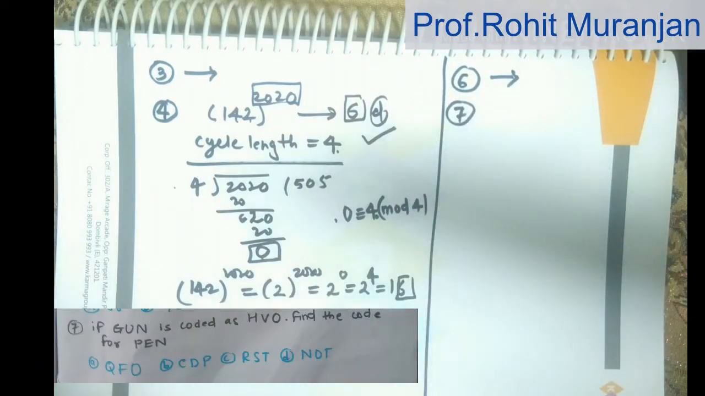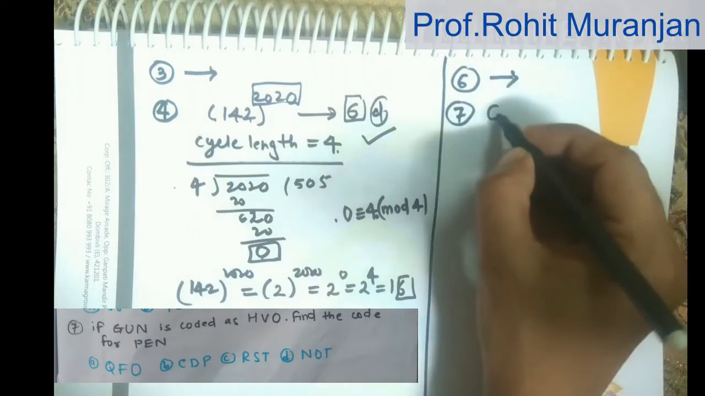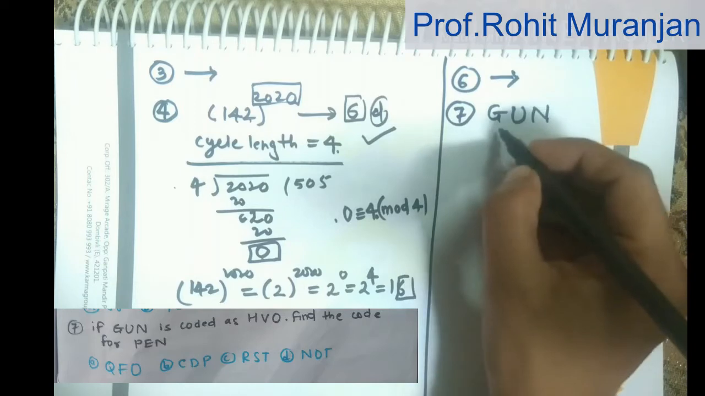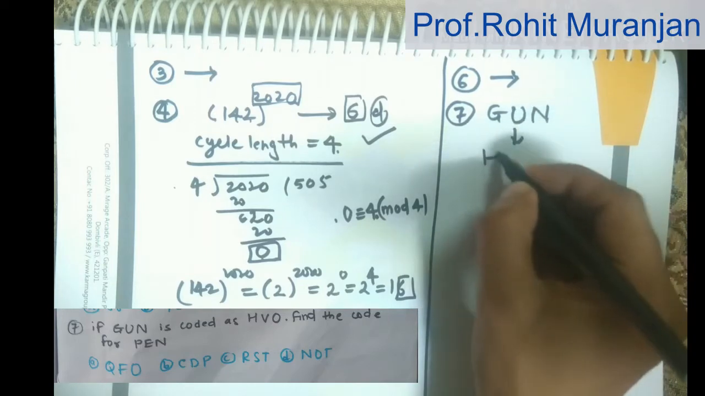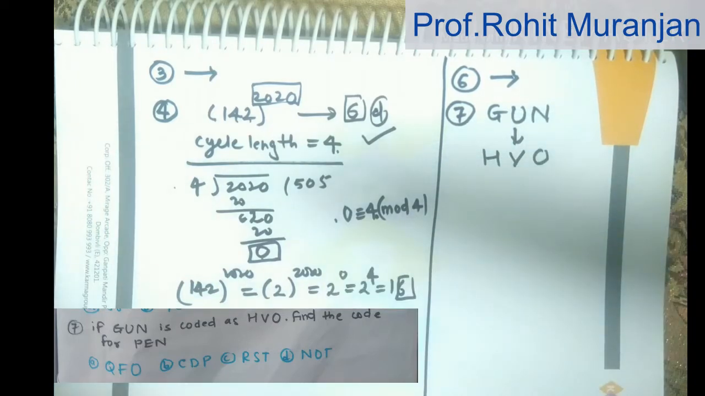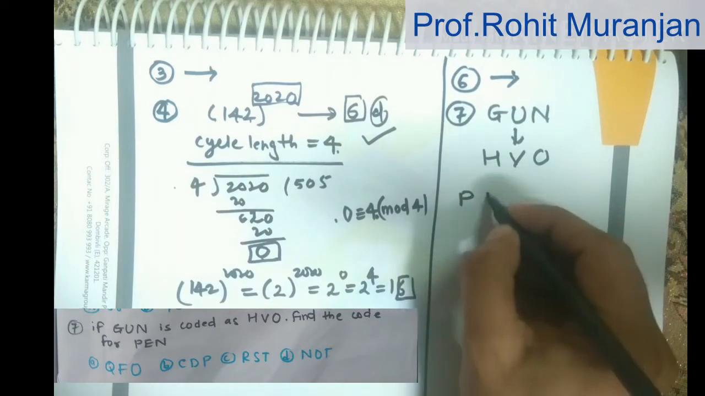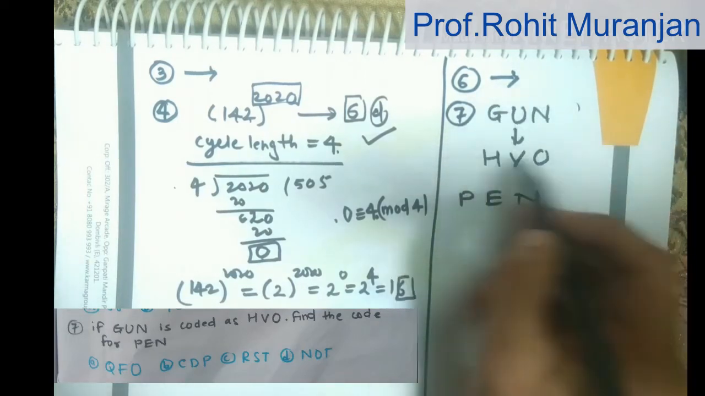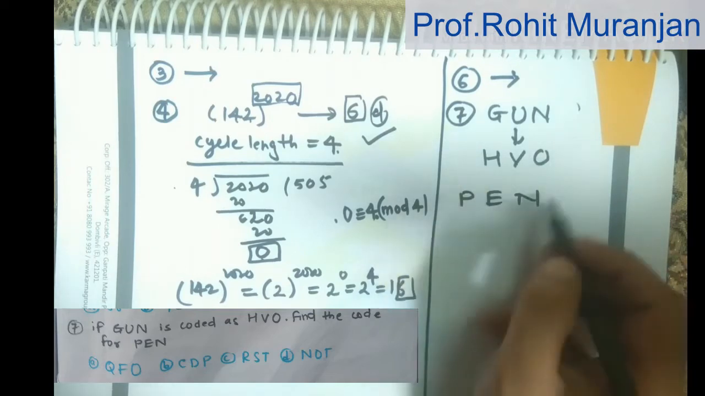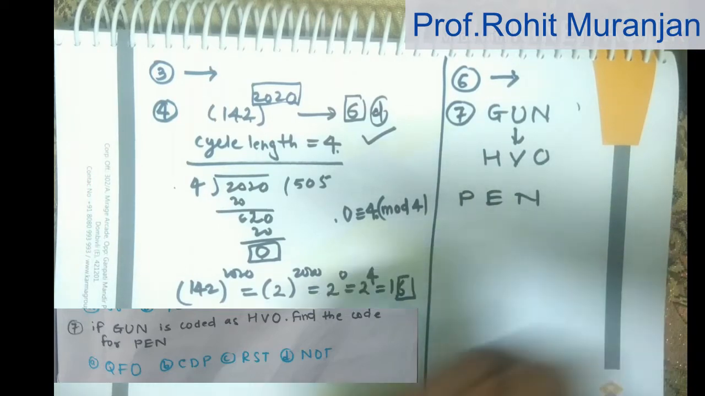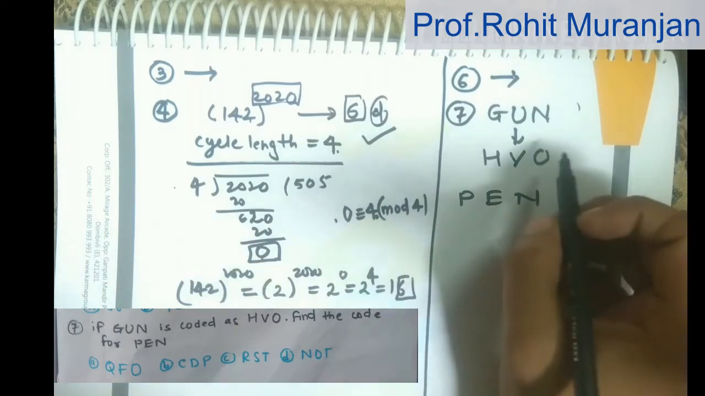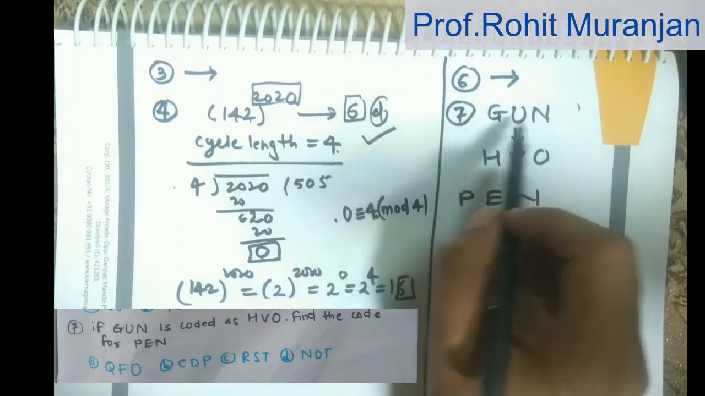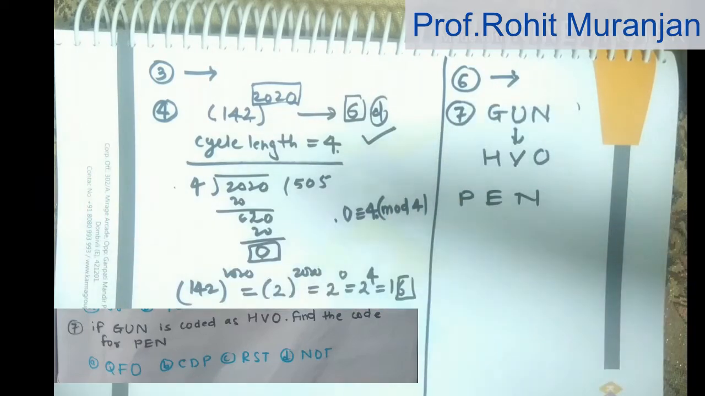See, whenever there is a question on coding, they have given some letters, GUN, and they have coded this GUN as H, V and O, and they are asking about the code for this word PEN. So they have given the code for GUN which is equal to HVO, and they are asking what will be the code of this word PEN. So how to think about this? Whenever this kind of question is asked in the CSIR NET exam, we just try to find out the pattern given in the coding.